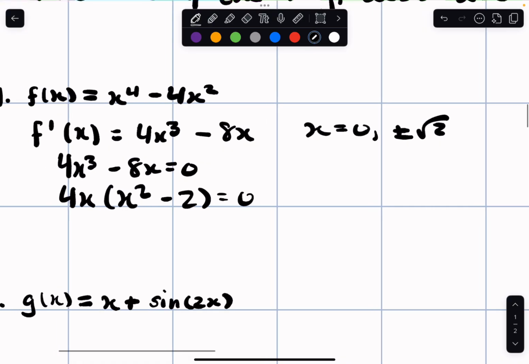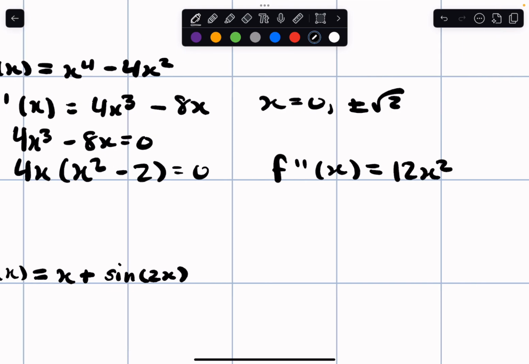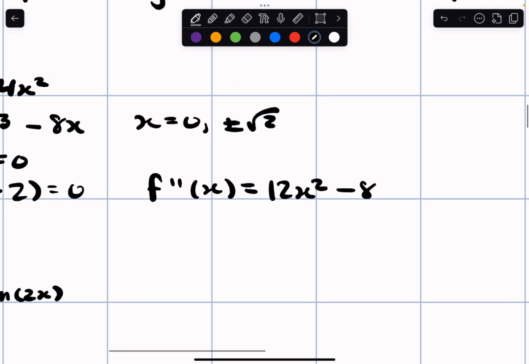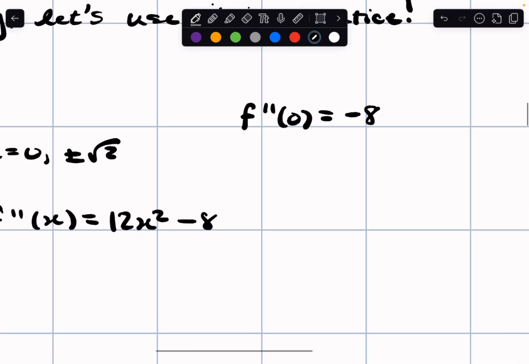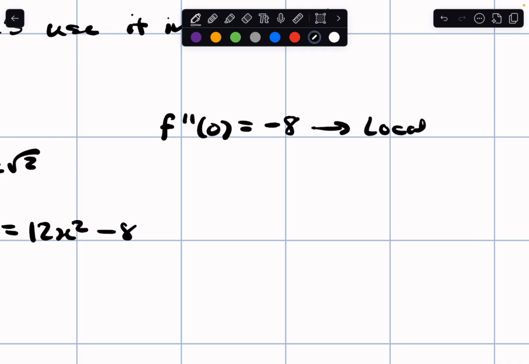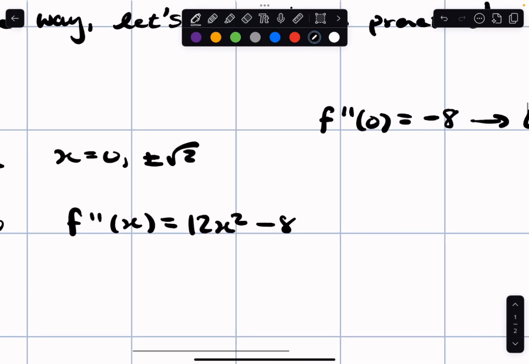Okay, then we're going to take the second derivative. So f double prime of x is equal to 12x squared minus 8. So let's do f double prime of 0, which is 12 times 0 squared, which is 0, minus 8, which is negative 8. So since the second derivative at x equals 0 is negative, this is a local maximum. So we can conclude that first. Then we will do negative root 2 and positive root 2.